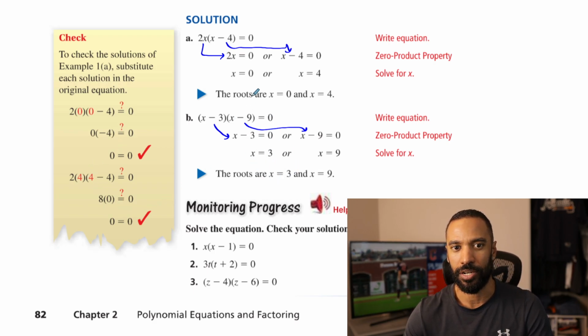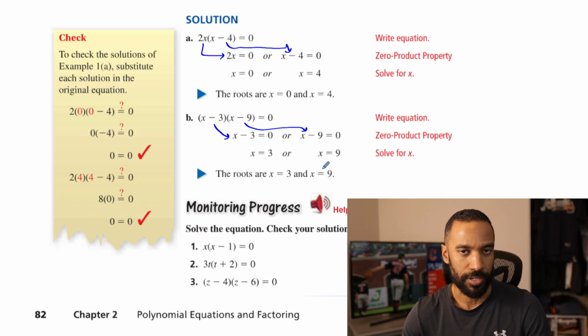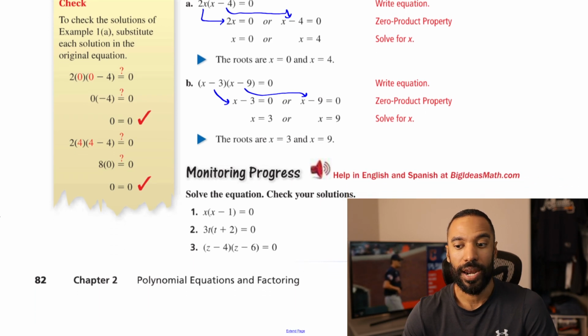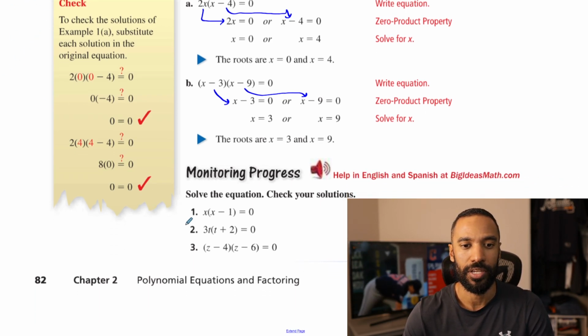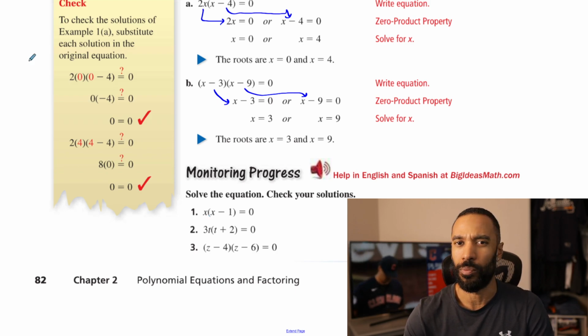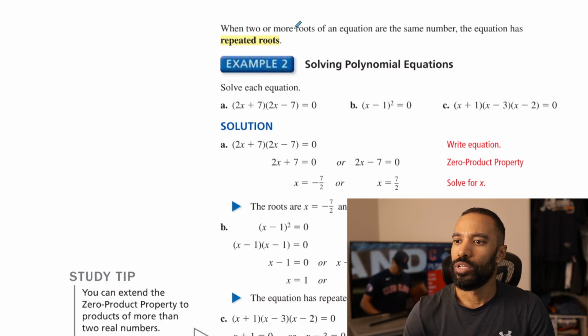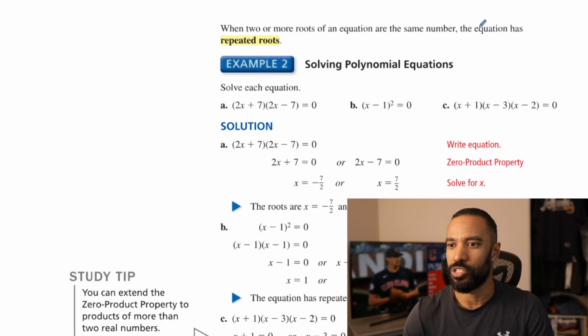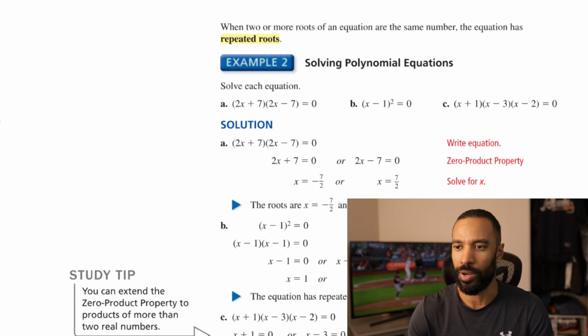Same thing happens here. Here are your roots, another way of saying solutions, and it's more than one answer in this case as well. Quadratics will tend to have 2 answers, and I think we're going to look at a lot of quadratics. Some more examples here, but we're going to do some when we do our problem set. Okay, moving on. When 2 or more roots of an equation are the same number, the equation has repeated roots. Great. We're going to see when we run into those.